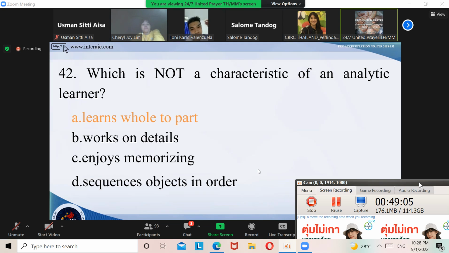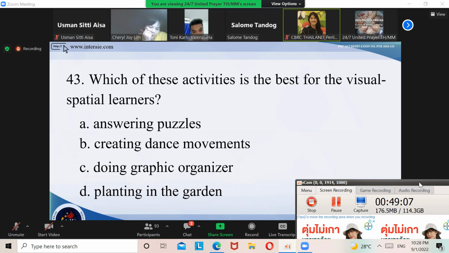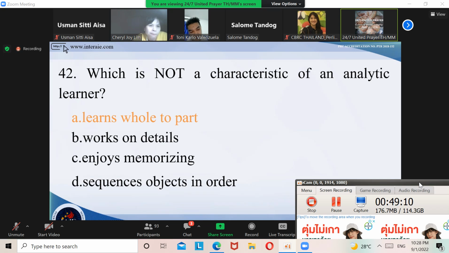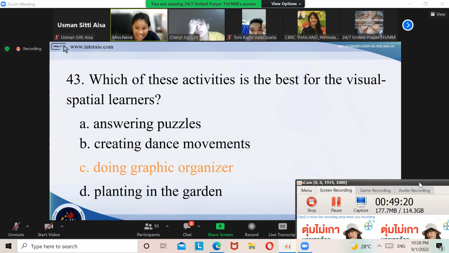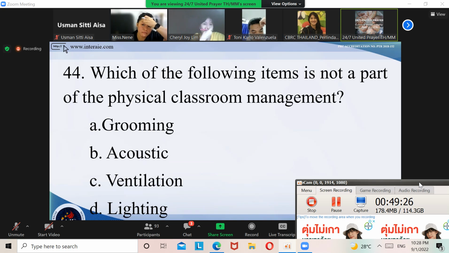Okay, let's continue para matapos na tayo. So 42 is number 43. Number 42 is A, learns whole to part. Number 43. Letter A, doing graphic, visual organizers. Okay, number 44. Grooming po. Grooming, ang pagpapaganda.